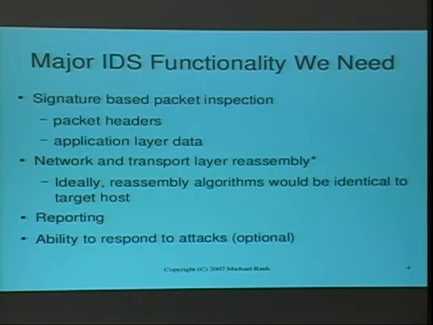So if we're interested in trying to come up with some functionality for intrusion detection, we have some requirements, right? First and foremost, signature-based packet inspection. We should be able to inspect both packet headers and application layer data. The Snort rules language defines lots of signatures for both, of course, the majority emphasizing application layer data. We would like to have network layer and transport layer reassembly if possible. We will see that network layer reassembly is easily accomplished with IP tables. Transport layer reassembly we are not going to get.